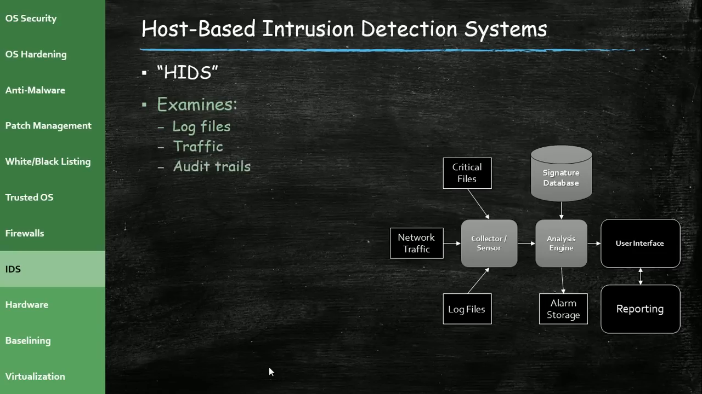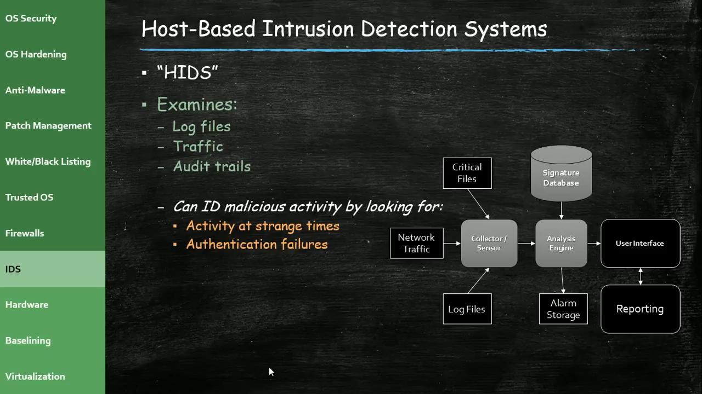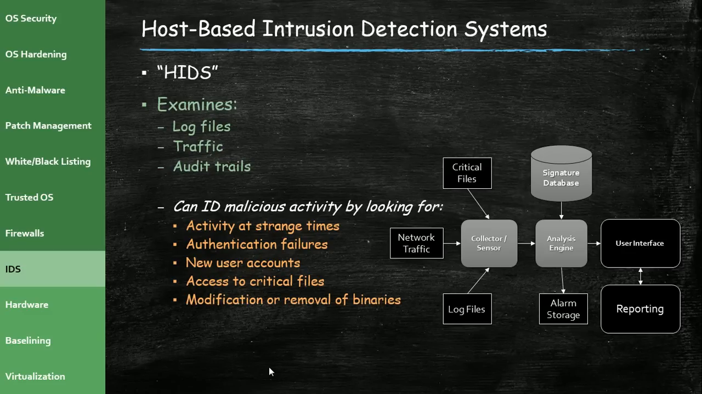So they're going to examine log files, traffic, and audit trails. An IDS can identify malicious activity by looking at activity at strange times. So something's happening at 2 o'clock in the morning when there shouldn't be. Authentication failures, new user accounts being created, access to critical files that normally wouldn't be accessed by certain processes and things like that. Modification or removal of binaries or executable files. Activity when there shouldn't be activity. Privilege escalation, which is when a user is escalated to root or to administrator or something like that. So lots of different things that our IDS can look for in order to identify that there's a threat.